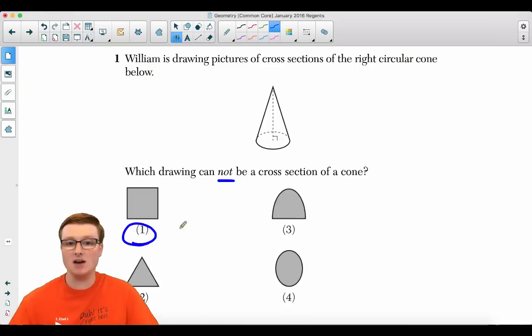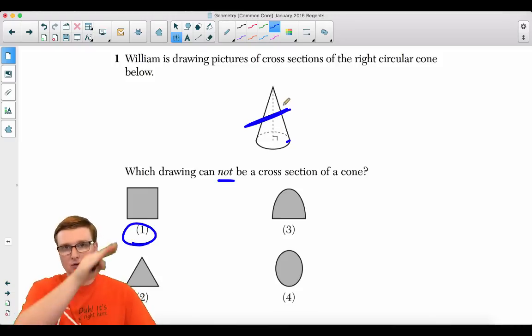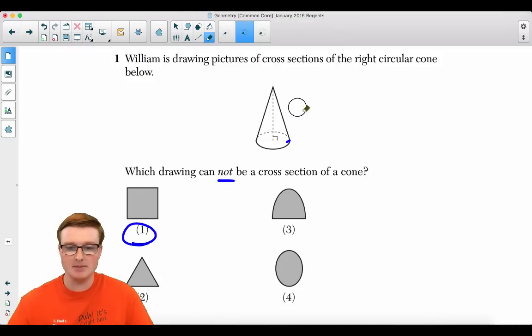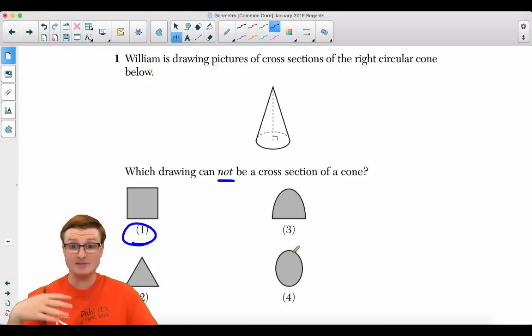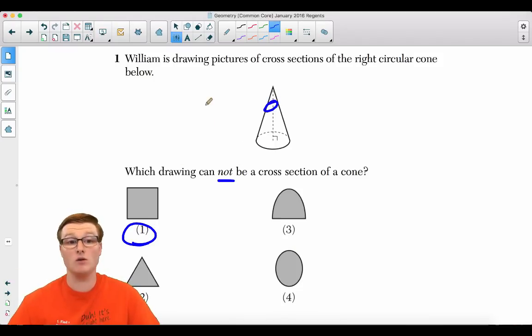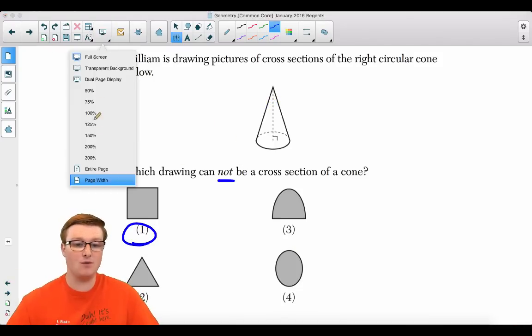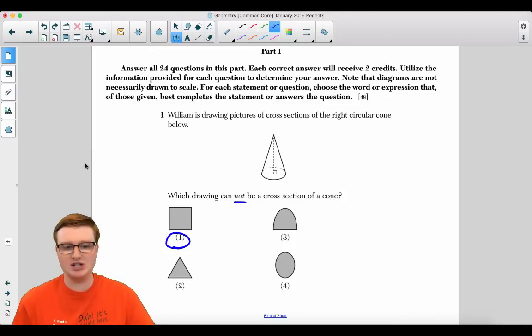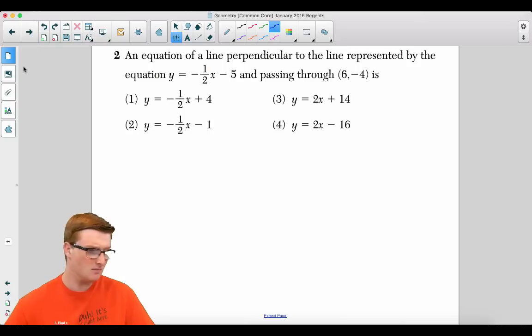And choice 2 can work because the triangle's right here. That's if you cut it vertically. Choice 3 shows a parabolic shape. And that's if you cut the cone on a slant. If you cut it on a slant, then it will create a parabolic shape. And this oval shape, it could be cut horizontally, or it could be cut a little bit on a diagonal up here, for example. That could be an oval shape as well. But the only one that cannot be formed with this is going to be choice 1, which looks like a square to me.